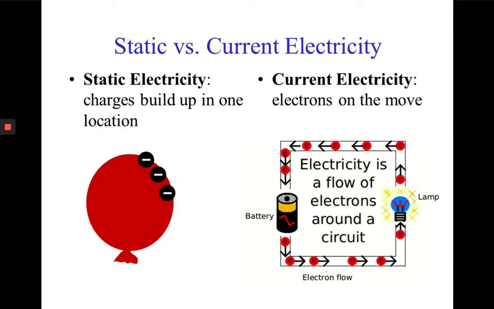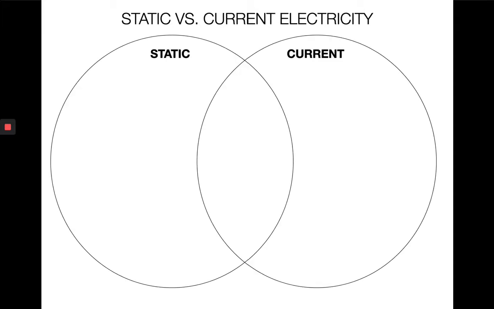So let's have a look at a Venn diagram that is going to compare both static and current electricity, and we can see the differences and similarities of both of those. If you haven't already, pause the video here and make sure you print out the Venn diagram sheet. Make sure that you fill it in as we go along. So let's have a look.